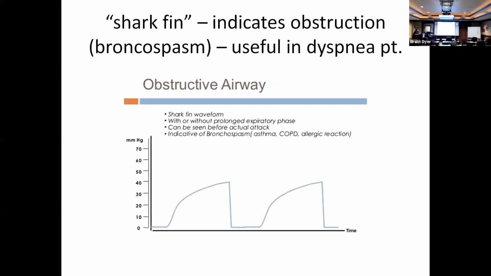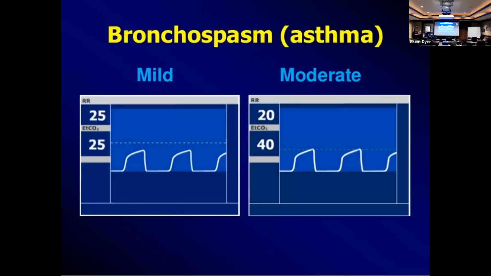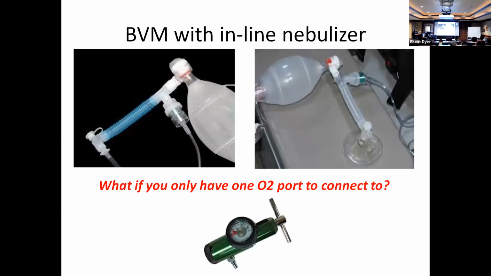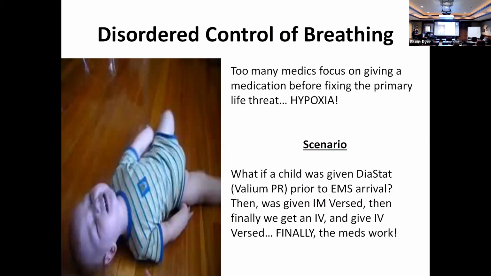Good deal. These are examples of the airway obstruction we talked about earlier. Bronchospasm. You can actually bag the patient and give them a nebulizer treatment at the same time by utilizing these types of tactics and techniques. Disordered control of breathing is from a seizure.